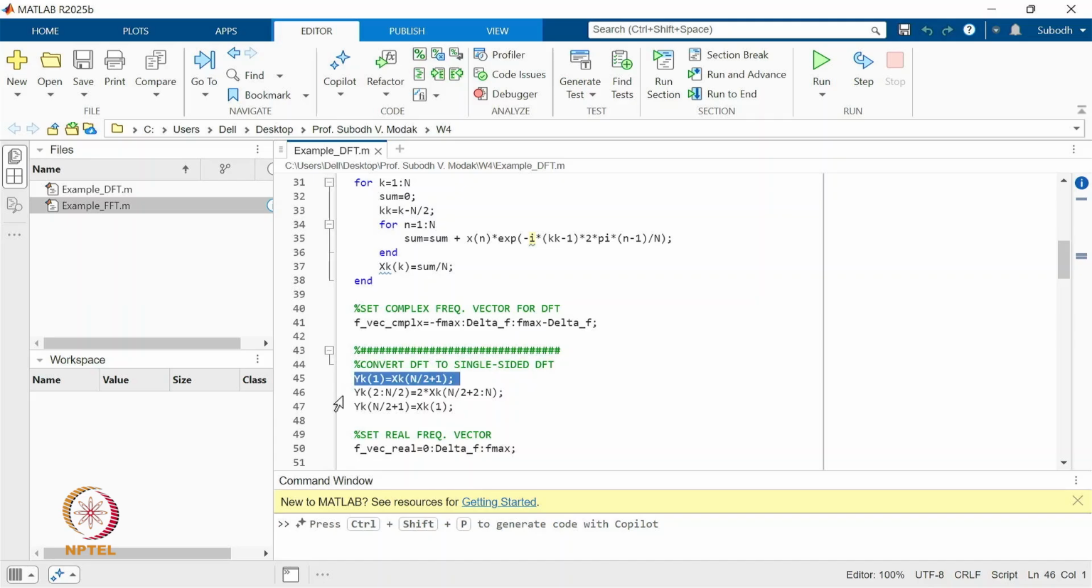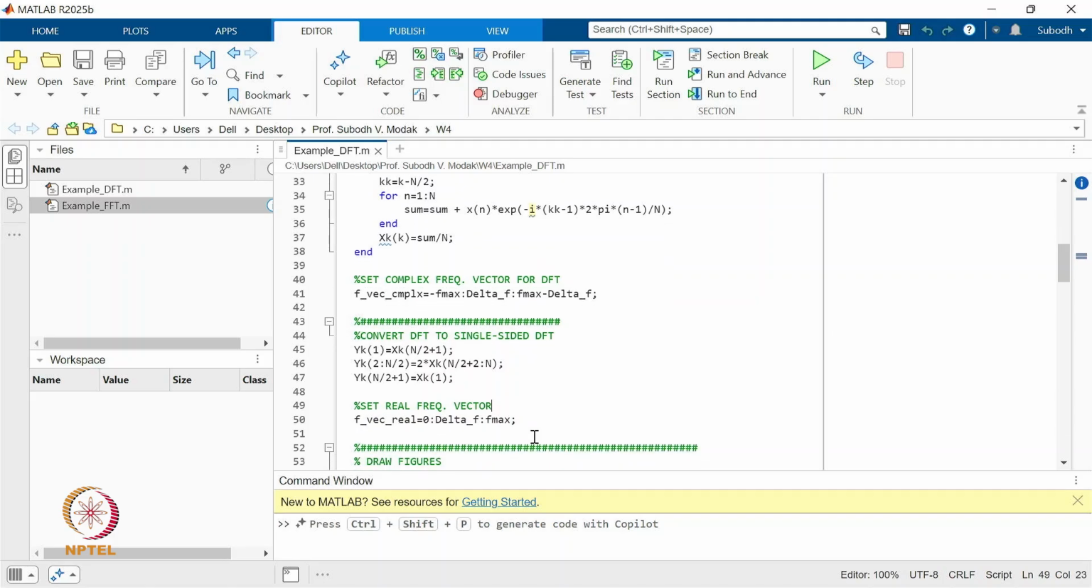You can see the first component is essentially the X[k] at n plus 1, and then the other components are twice the complex frequency components, and then the last frequency component is this one, correct. So, this yk therefore gives us the single sided DFT, and then we also need to find the single sided frequency vector, and that will start from 0 with a frequency resolution delta f and go up to f max. So, the stage is now ready to make all the plots.